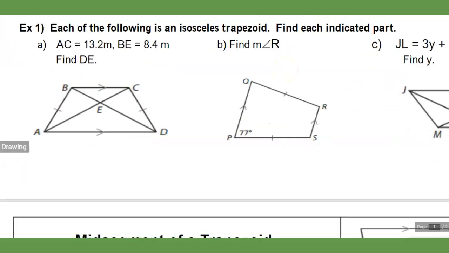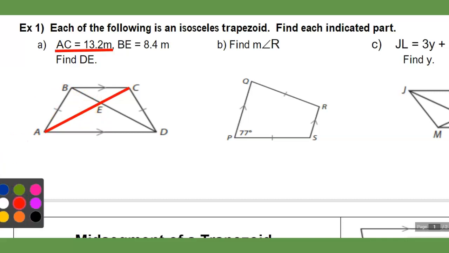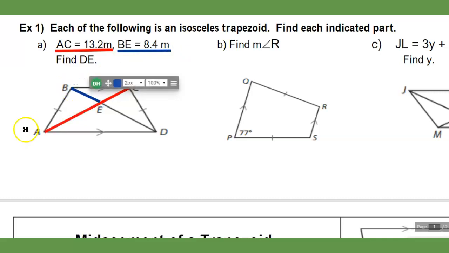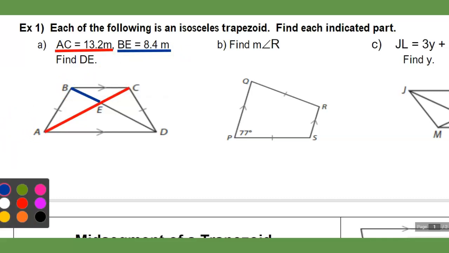Okay, and it's always a good idea to label everything carefully. So we have AC, 13.2 meters. That is a pretty big trapezoid. A meter is a little bit bigger than a yard, so 13 meters, pretty long. And then we have BE, right? BE here, that's 8.4. And then we have DE, which we're trying to find right here.